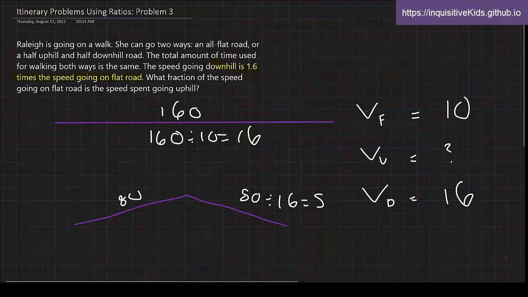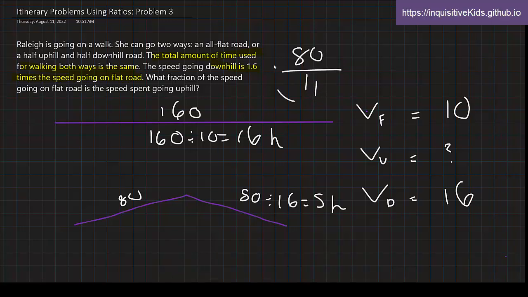But in the problem, we also know that the total amount of time used for walking both ways is the same. So if this took 16 hours, so I'll set it as 16 hours, we don't really know, and 5 hours over here, then this part will have to be 11 hours. So if the time here is 11 hours, and this is the distance, we're trying to find its speed, then we can do 80 divided by 11, which is 80/11. So that is our final answer.